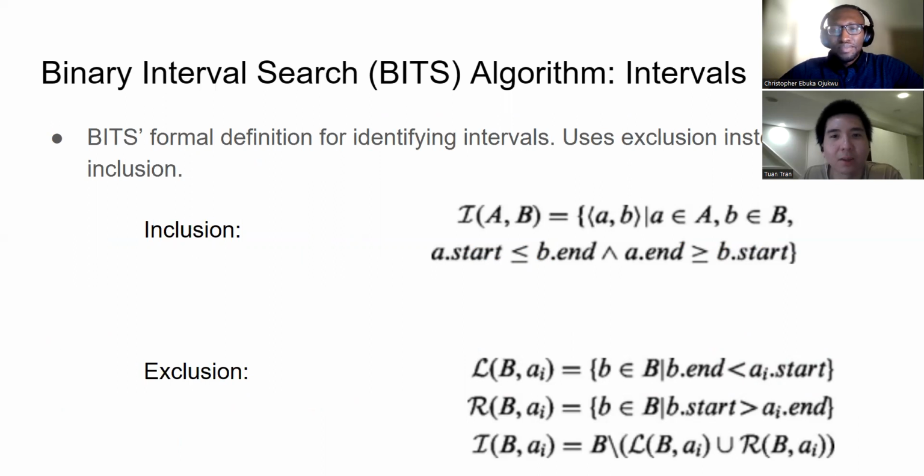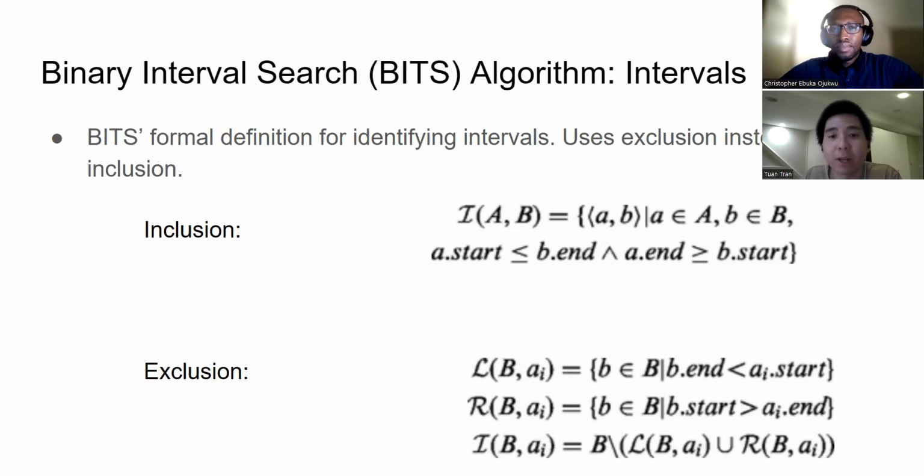Thanks, Christopher. So the core argument of binary interval search is that instead of using the inclusion definition to search for the number of intersecting intervals, they use the exclusion definition. To be specific, in the naive algorithm, the intersecting interval set I contains all of the interval pairs A and B if A start is before B end and A end is before B start. This is going to take O(n^2) to check for all the pairs.